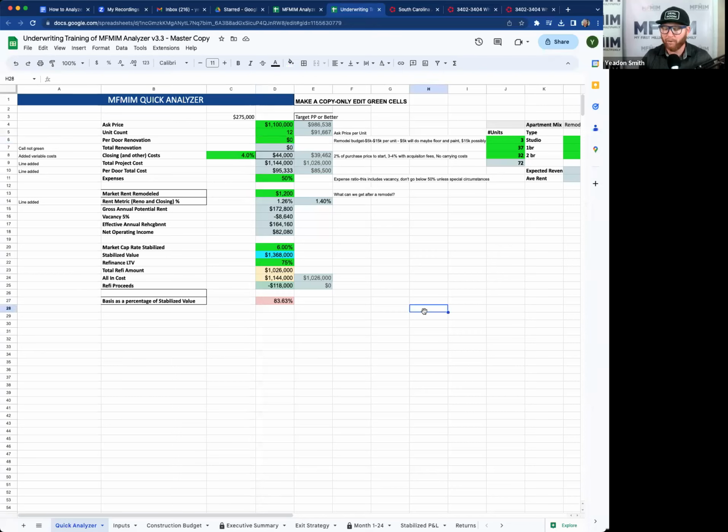So let's see. I'm going to do some math over here. We have $96,000. 96,000 divided by 12 divided by 12. So we got 12 units and 12 months. So the average rent right here, $666. So we'll just round that up, 667. That's what it's making right now.